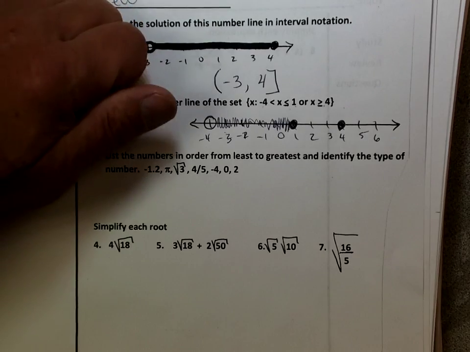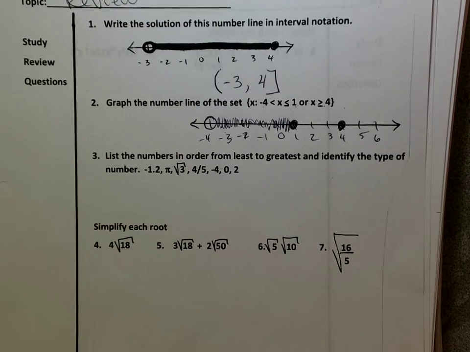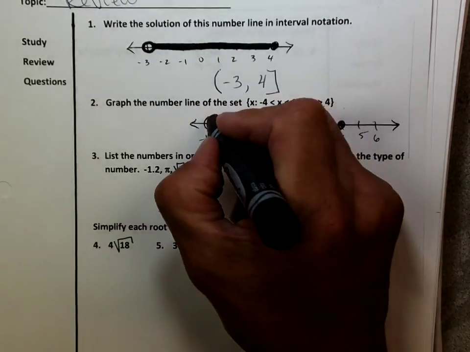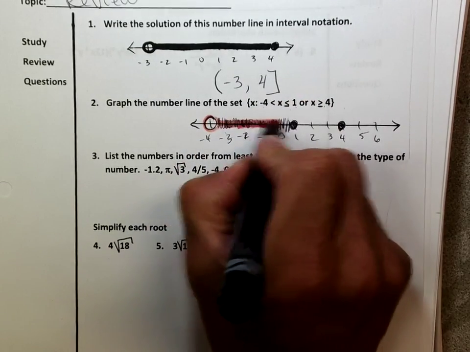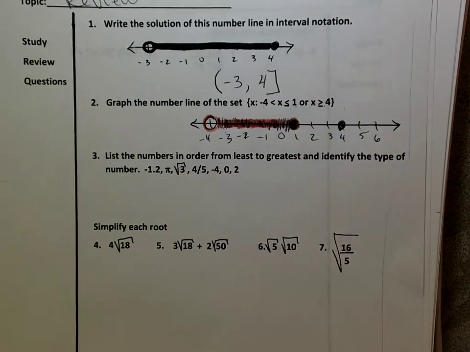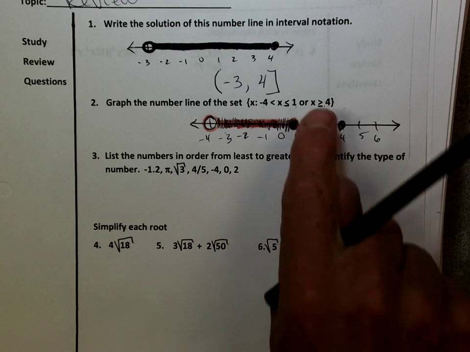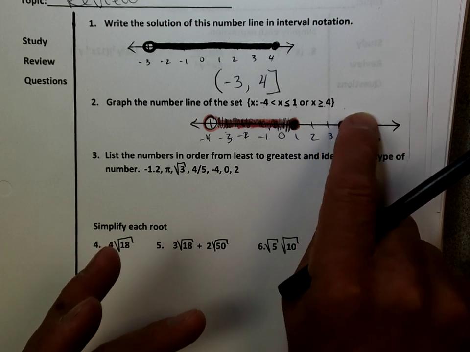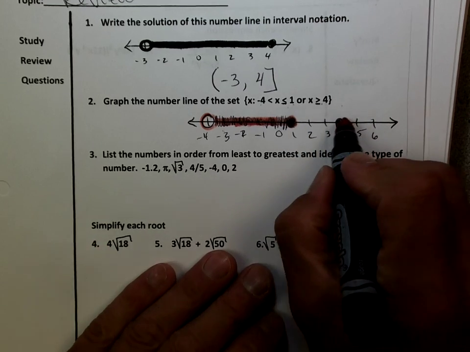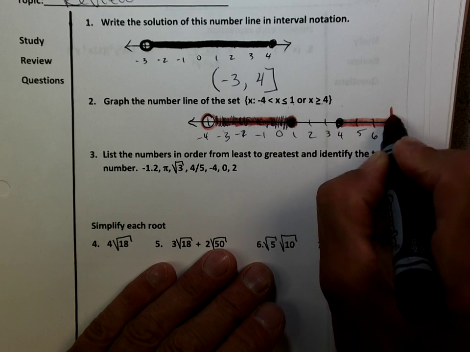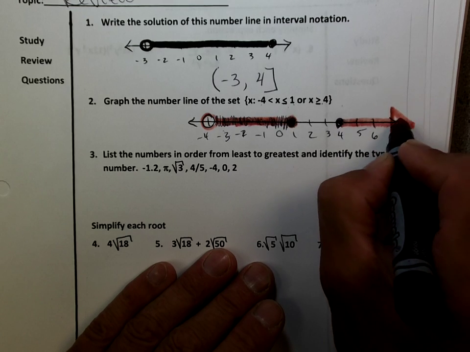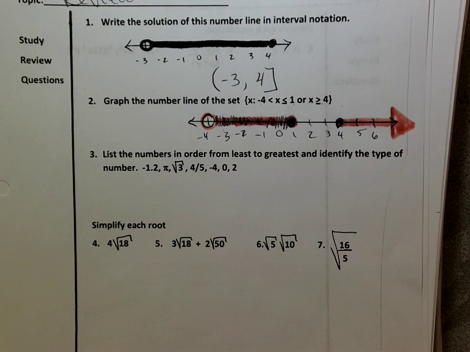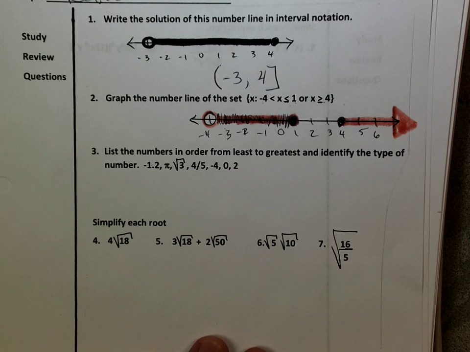So I'd have an open circle, shade, closed circle, okay? Now the second part says it's greater than or equal to 4, so it's bigger than 4. Well, 5, 6, 7, 8, all the way to infinity. So I'm going to go from 4, and I'm going to make my arrow at the very end bigger and darker to show that it goes to infinity. All right, pretty easy so far.